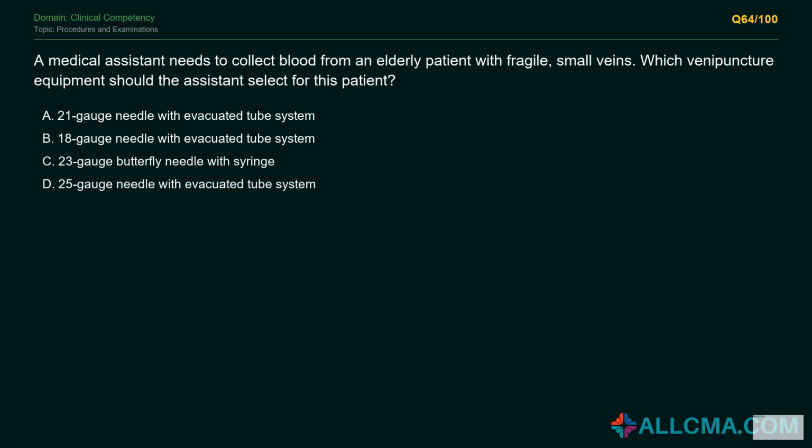Question 64. A medical assistant needs to collect blood from an elderly patient with fragile, small veins. Which venipuncture equipment should the assistant select for this patient? Option A. 21-gauge needle with evacuated tube system. Option B. 18-gauge needle with evacuated tube system. Option C. 23-gauge butterfly needle with syringe. Option D. 25-gauge needle with evacuated tube system.